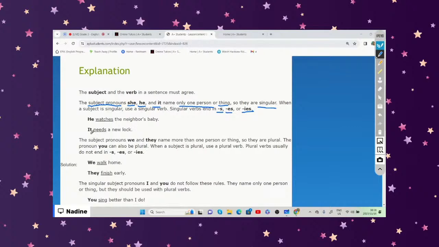For example, instead of mentioning a name, Ben watches the neighbor's baby, we can say he, which refers to Ben, watches the neighbor's baby. So he is our pronoun and watches is our verb, the neighbor's baby.